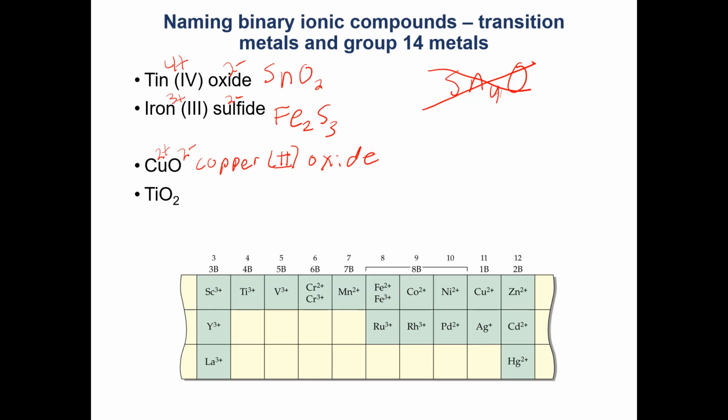Now let's take another example here. We know oxygen has a 2 negative charge on it, but there are 2 of them. So that means that this titanium has to have a 4 positive charge to balance those 2 oxygens. So we would call this titanium 4 oxide.